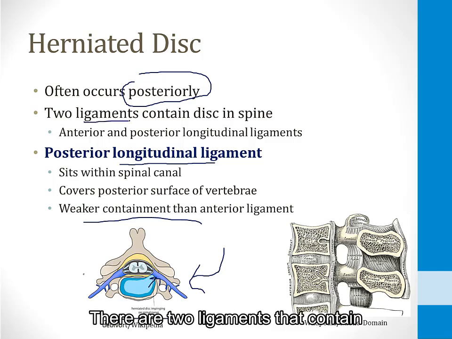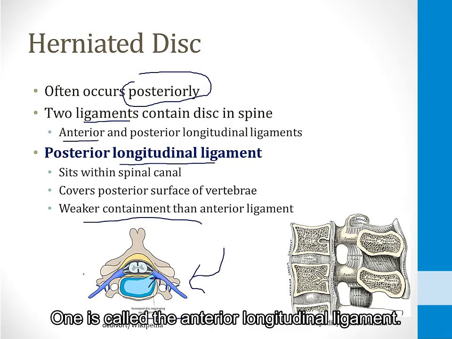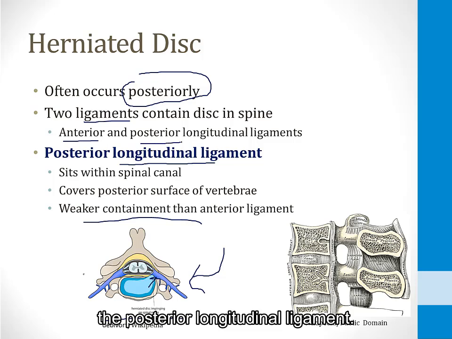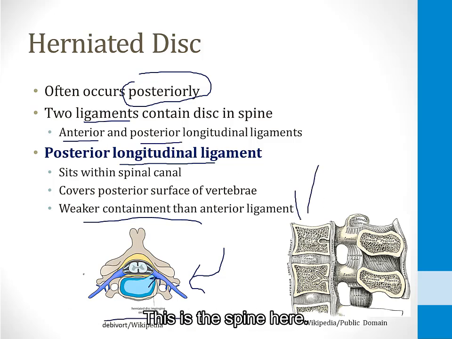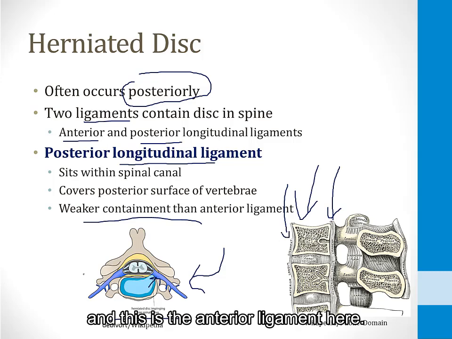There are two ligaments that contain the intervertebral discs in the spine. One is called the anterior longitudinal ligament, and the other one is called the posterior longitudinal ligament. They're both shown in this drawing on the bottom right side of the screen here. This is the spine here, this is the posterior ligament, and this is the anterior ligament here.